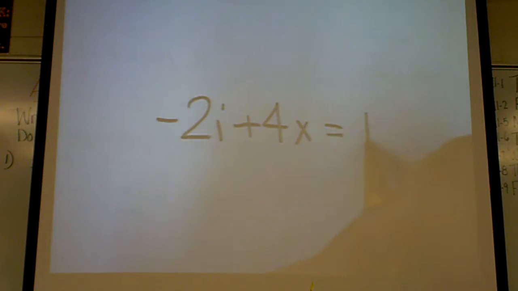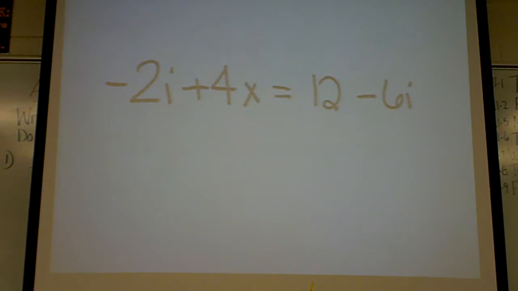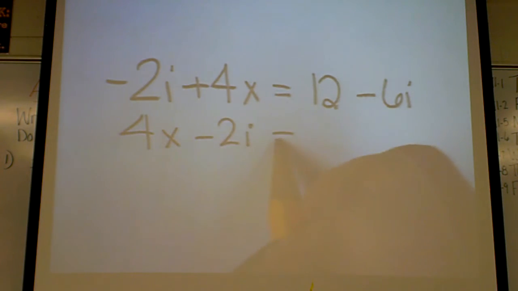It's non-standard form. She knew right away. You're so smart. Okay, if I said find x, what's wrong with this problem? This side's not in standard form. This is the a value, bi. This one should be 4x minus 2i.